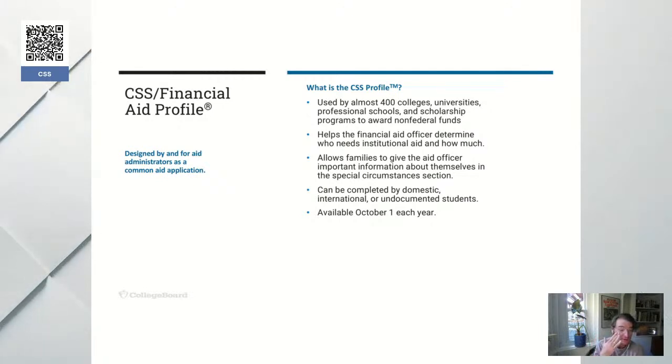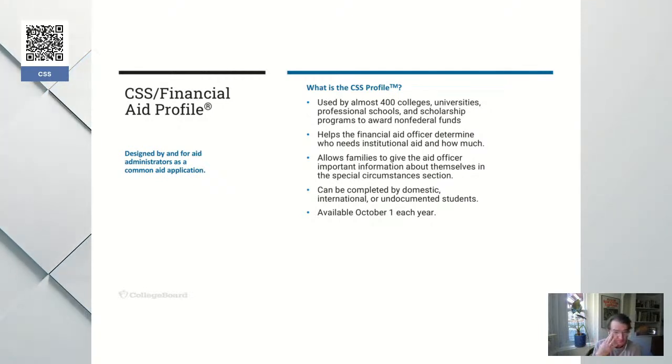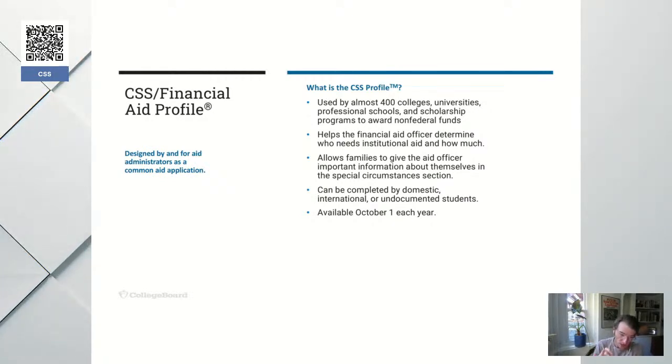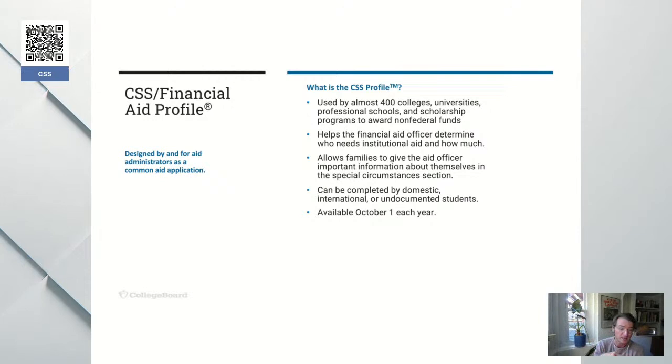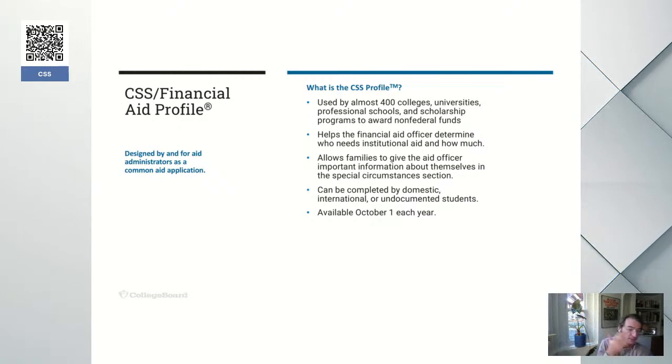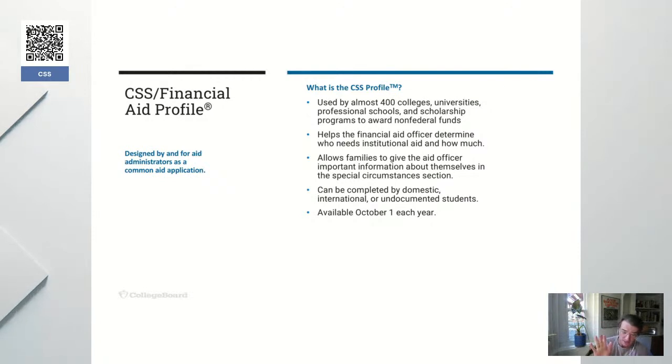So it helps universities see how much financial aid international students need. And it also, very importantly for you guys, for international students in general, it allows families to give the aid officer important information about themselves in the special circumstances section. So oftentimes when I present on the CSS Profile, people want to write in the comments, yes, but I need you to know I live with my aunt and she lives on a farm and we make money by selling apples and all this extra information. That's all completely fine. Whatever it is that is your specific life circumstance, you will have a space at the end of the application to explain it, I promise, okay?